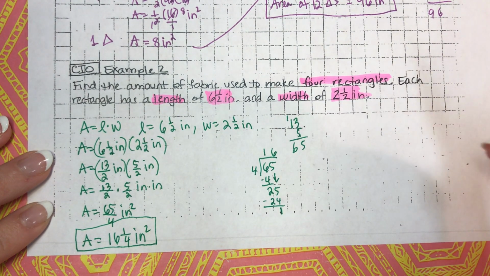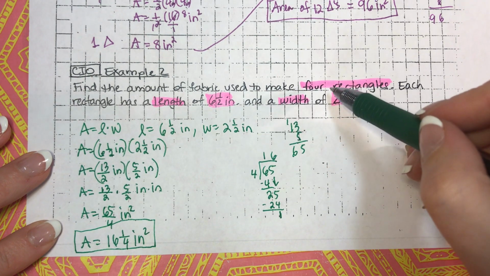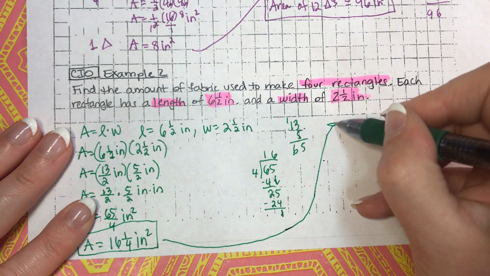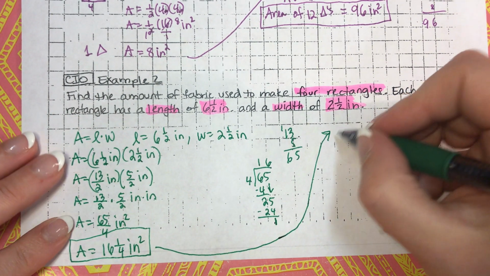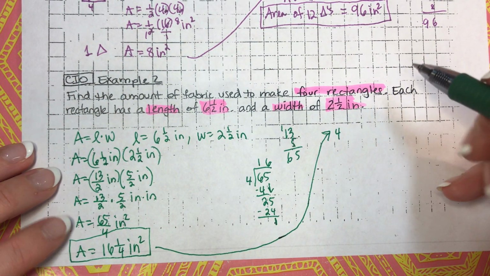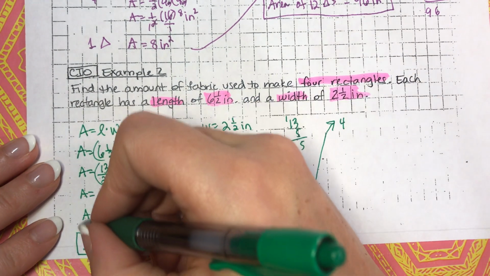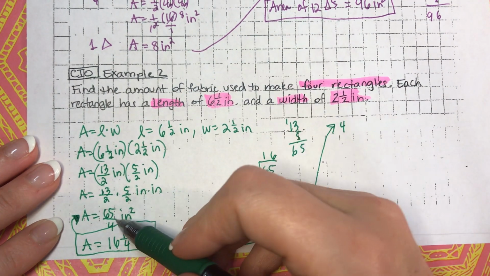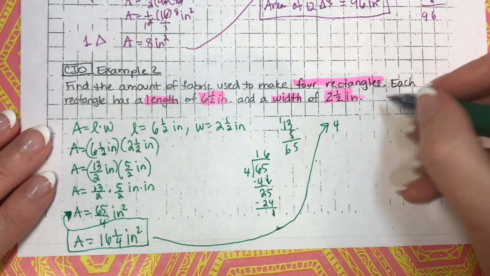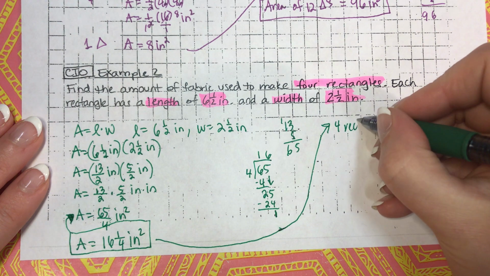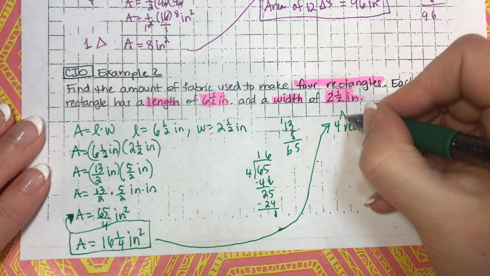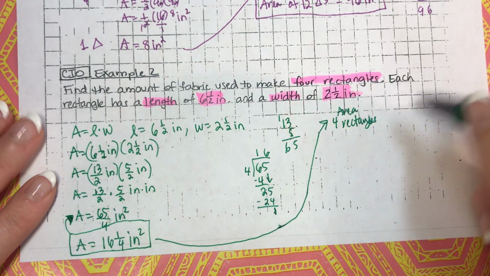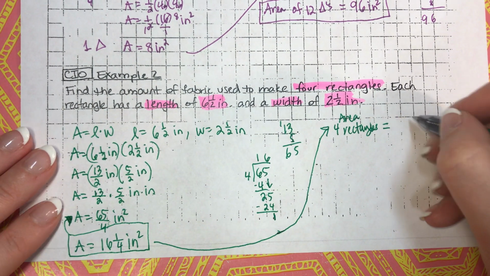Oh wait, that's just 1 rectangle, right? How many do we need? We need 4. So we need 4 rectangles. Man, okay, I'm actually going to rewind back up to the answer with the improper fraction. So we need the area of 4 rectangles. I'm going to take this number because it's going to end up being easier, and we're going to multiply it by 4.